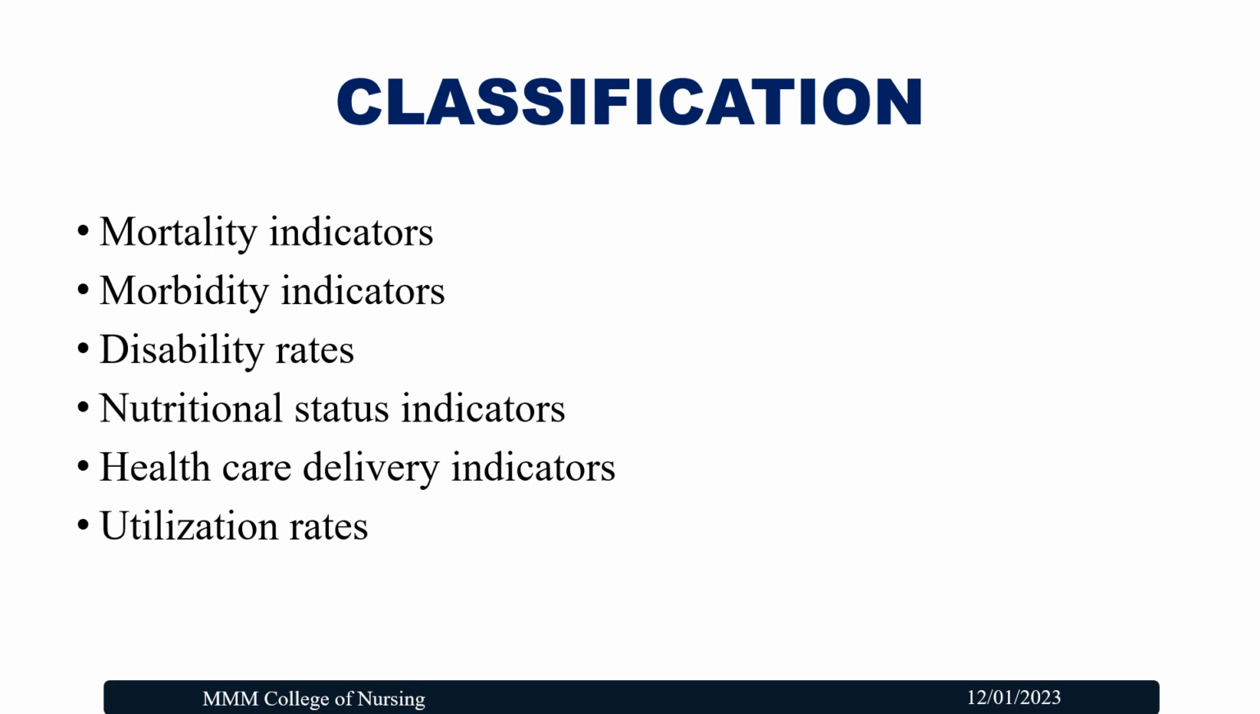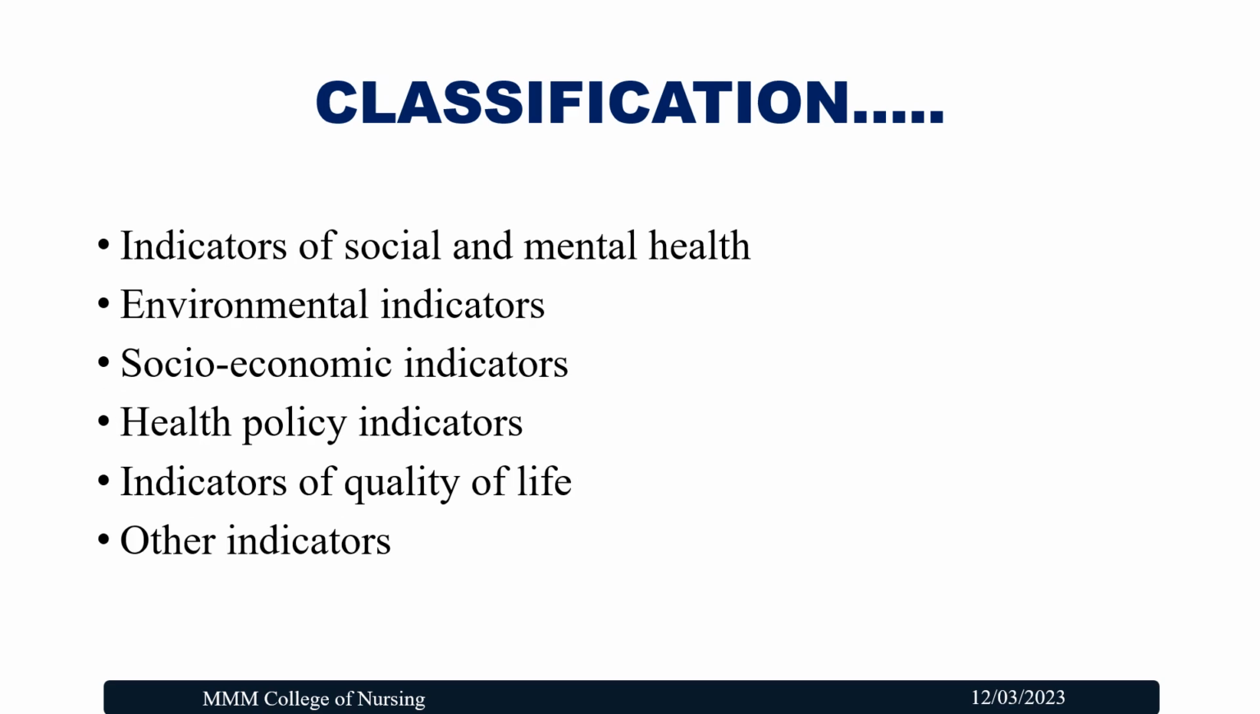Let's move on to the classification of health indicators. There are 12 indicators available. They are mortality indicators, morbidity indicators, disability rates, nutritional status indicators, healthcare delivery indicators, utilization rates, indicators of social and mental health, environmental indicators, socio-economic indicators, health policy related indicators, indicators of quality of life, and other indicators. Totally, we have 12 classifications under health indicators.